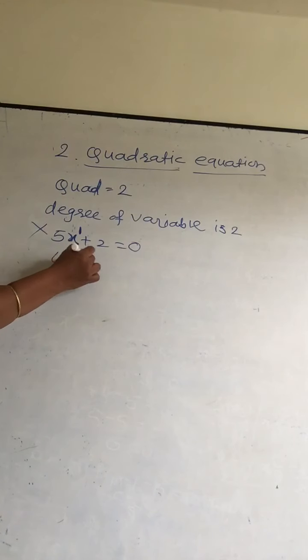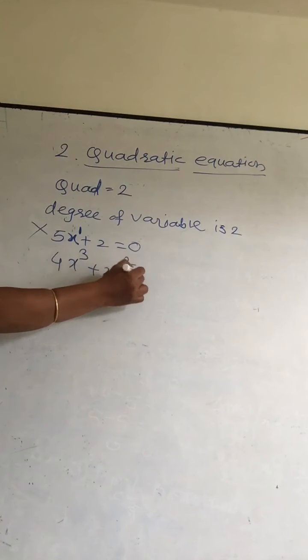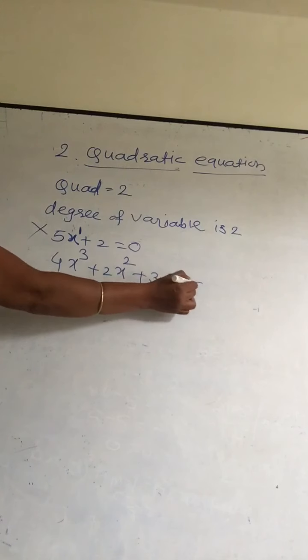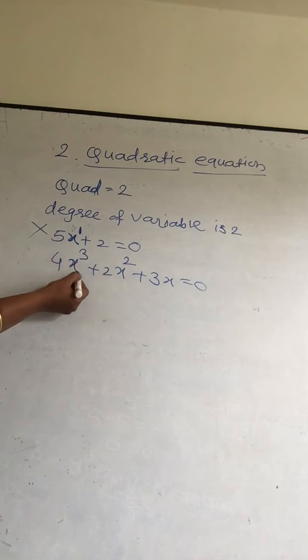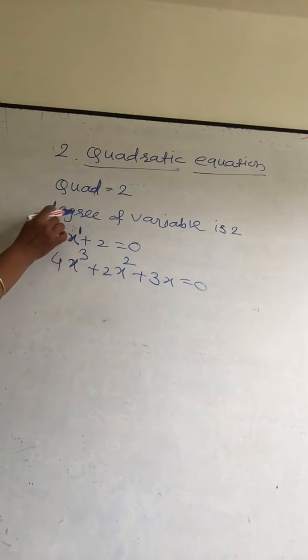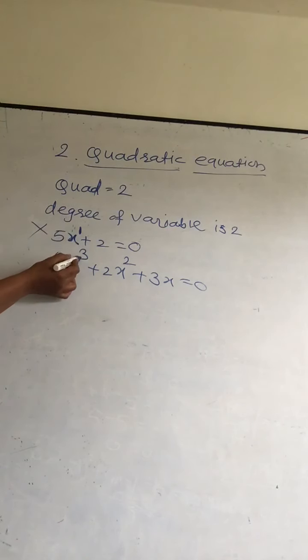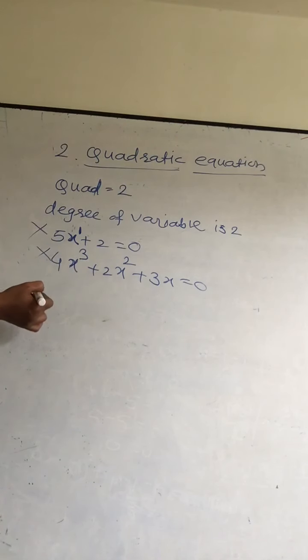In 4x cube plus 2x square plus 3x is equal to 0, the degree of equation is 3. That is, the most power of the variable is 3, and we don't have the degree 2. Therefore, this is also not a quadratic equation.